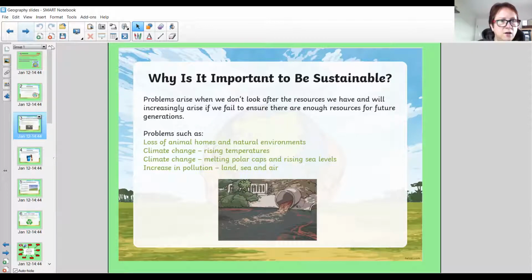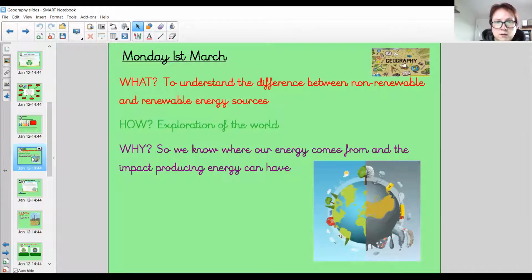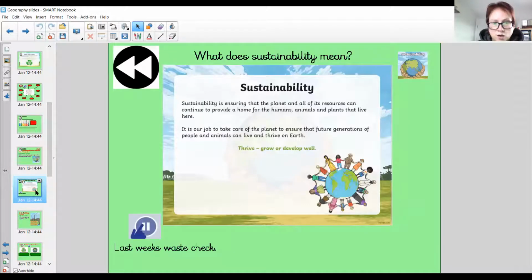Oh, I think we did this last week. Am I on the right page? I don't think I am. Let's just have a check. Let's just go back. No. Oh, dear. Okay. We talked about sustainability. I am just going to carry on because I found the page that we should be doing.